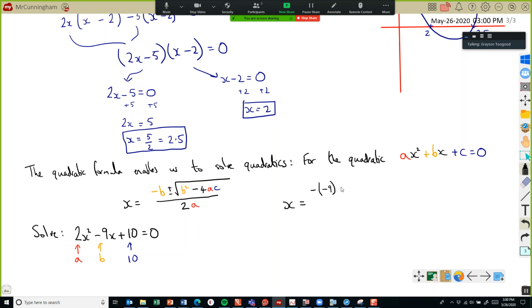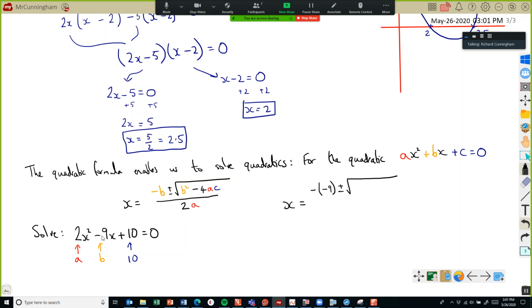Sure, everybody? One method is more helpful for certain questions. Some questions you'll not be able to factorize, and you'll have to use this. So I've put my minus 9 in.